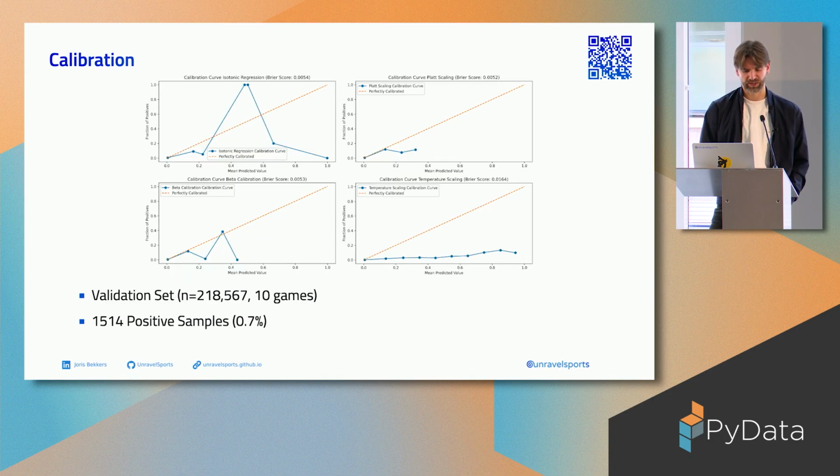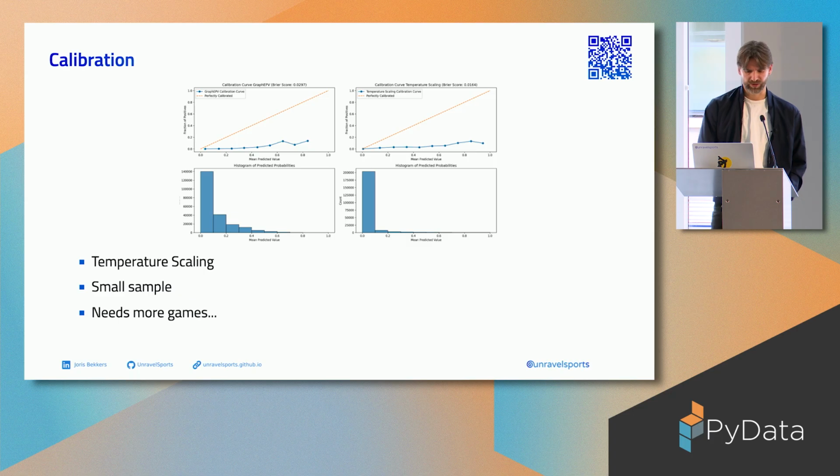I made an attempt at recalibrating the model, and as you can see, that failed kind of horribly. Our validation set, which we use for the calibration, has like 10 games of data and only 1,500 positive samples. So it's kind of hard to make the model better. On the left, you can see the normal model. On the right, you can see the temperature scaled version of this, which is still kind of bad, but at least I tried. I don't think I can do better with this data, but that's just lacking. We need more goals, basically.